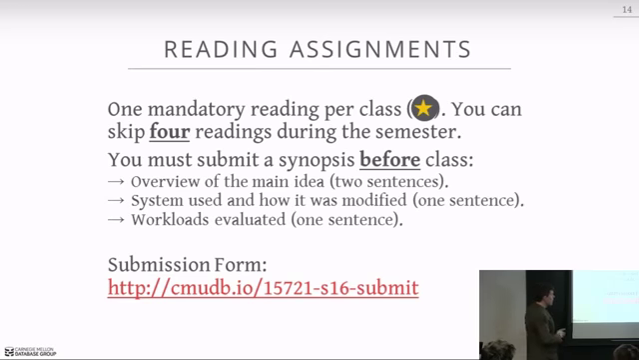All right? And so there's an online Google form. If you follow this link here, that's where you can go and submit it, and it'll be timestamped to say when you actually submitted it. And you're allowed to skip 4 assignments throughout the entire semester. I think in total there's like 24 papers that are mandatory or so. So you only have to read 20 of them.